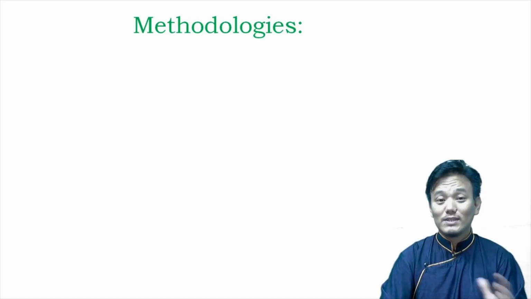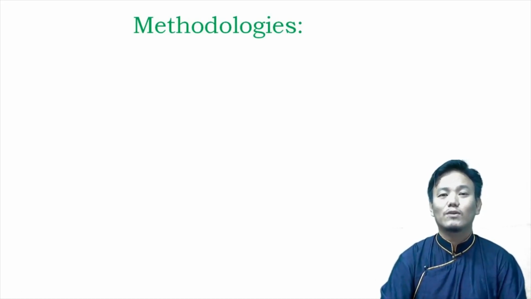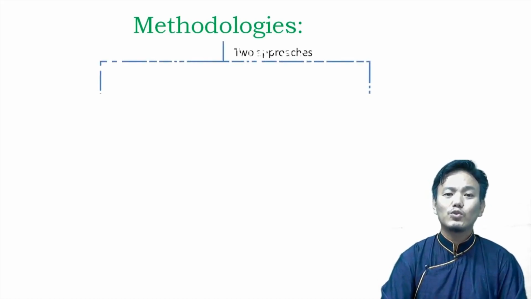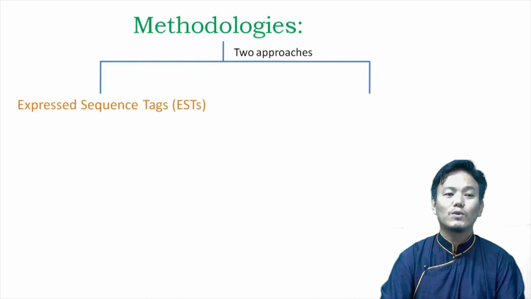Now let us try to understand the methodologies involved in the Human Genome Project. What are the methods involved in the Human Genome Project? So there were two approaches. There were two groups of scientists. One group wanted to do expressed sequence tags.